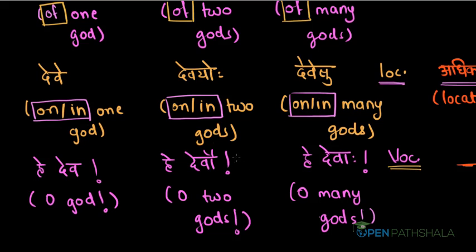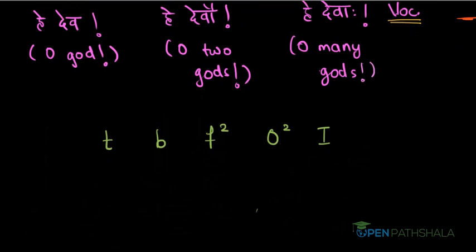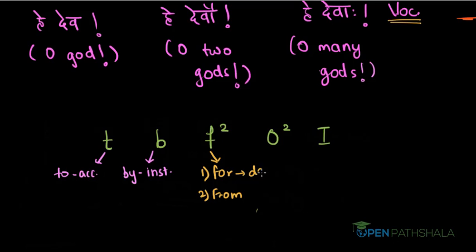Now, how to remember all these meanings? There is one trick with the help of which you can remember all these meanings. That trick is TB F square O square I. TB F square O square I. Now what is this? This T stands for "to", which is used in the accusative case. B stands for "by", which is used in the instrumental case. Now this F stands for two things. First is "for", second is "from". This "for" is used in the sense of the dative case and "from" in the sense of the ablative case.